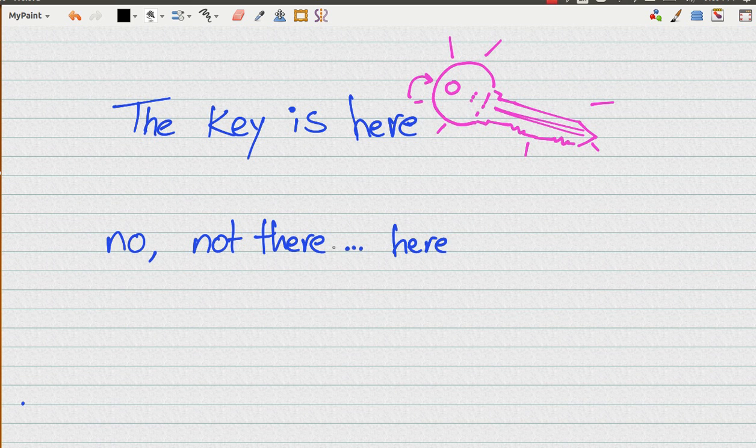Anyway, let's continue with our examples. Now let's try to point at locations. So if I want to say the key is here, the key is here. Okay, key or the key, translate that would be المفتاح.